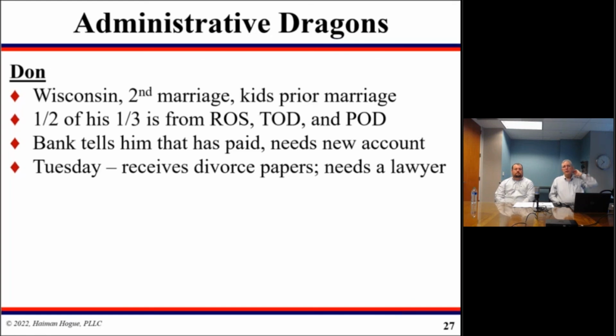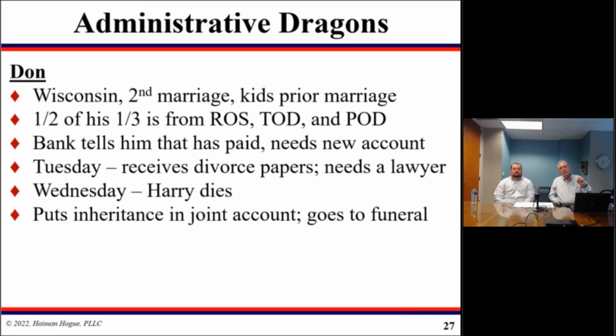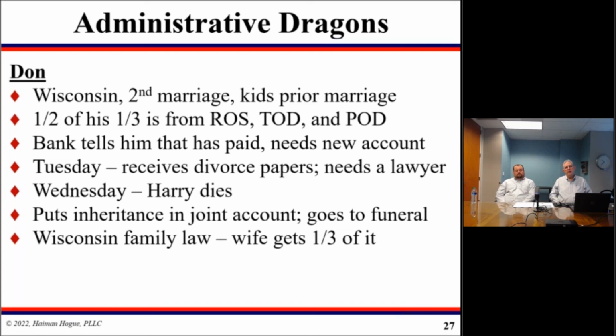Now, Tuesday, he receives divorce papers and spends the day finding a divorce lawyer. What happens on Wednesday? Surprisingly, when I ask people this, they forget. His brother Harry died. So, can you see where Don may have been a little stressed out? That will explain what he did next. He put his inheritance in a joint account with the wife who's suing him for the divorce so he can go to the funeral. I could not believe that happened, but that is what he did.